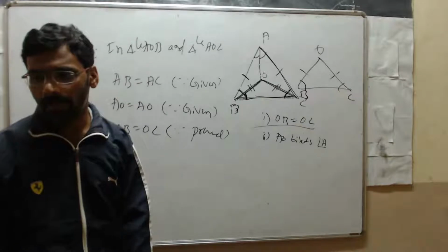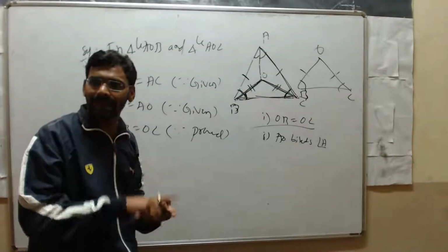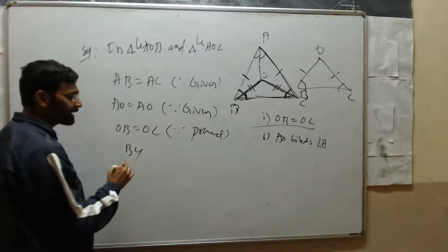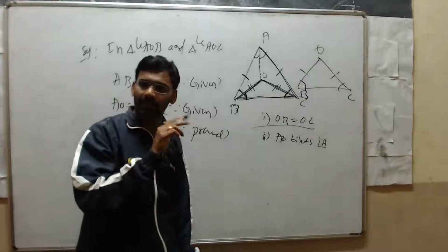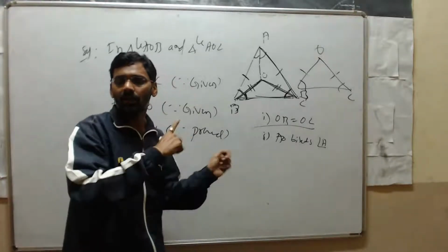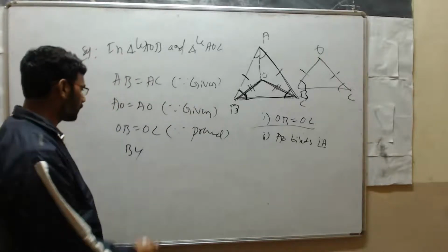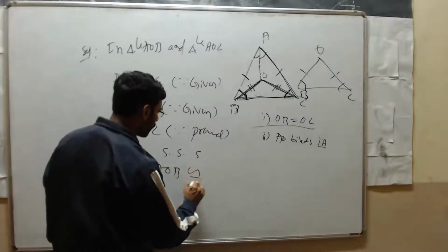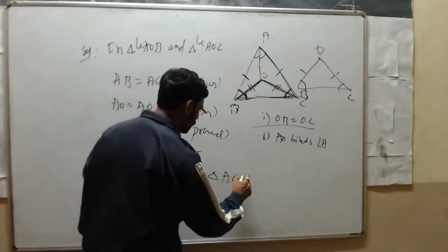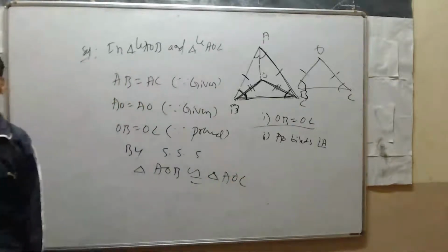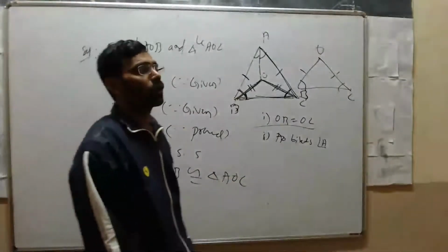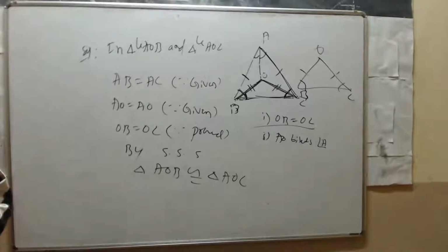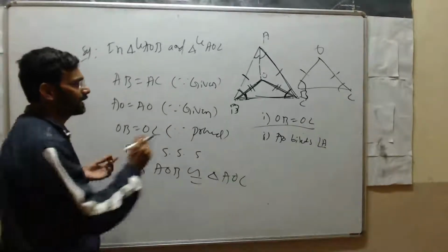All sides are equal means by which criteria? By side criteria. If in two triangles all sides are equal, by side criteria both the triangles are congruent to each other. Therefore triangle AOB is congruent with triangle AOC. If two triangles are congruent to each other, by CPCT, what will happen?